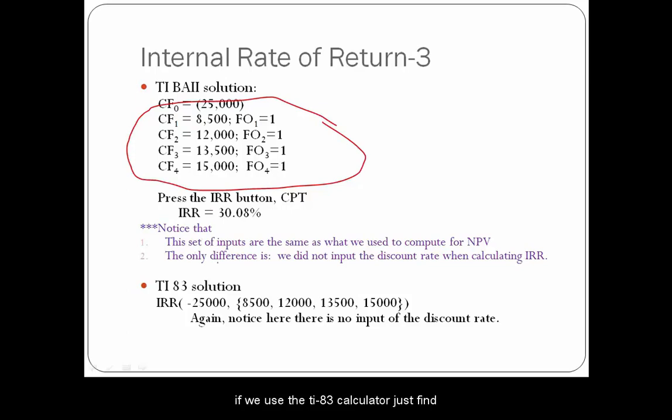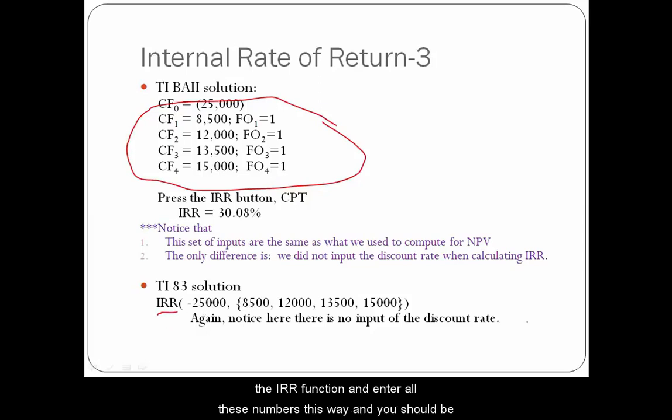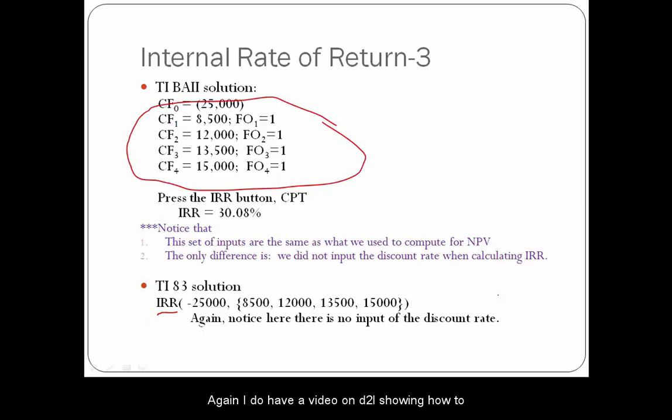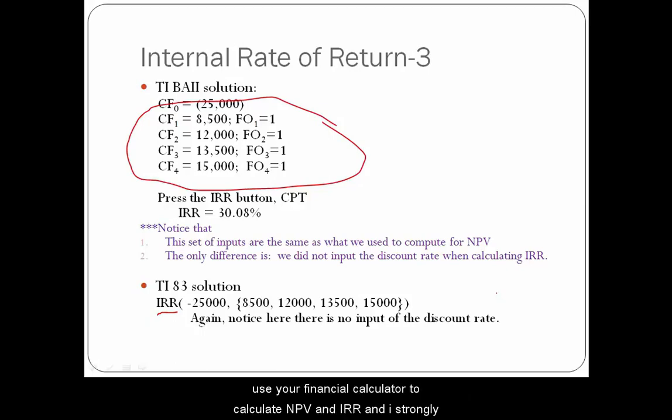If we use the TI-83 calculator, just find the IRR function and enter all these numbers this way, and you should be able to get the same IRR results. Again, I do have a video on D2L showing how to use your financial calculator to calculate NPV and IRR, and I strongly recommend you to check it out.